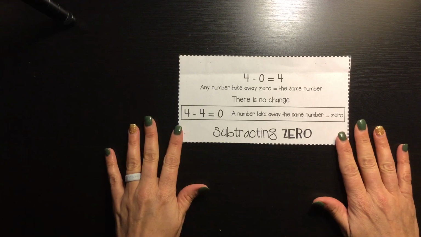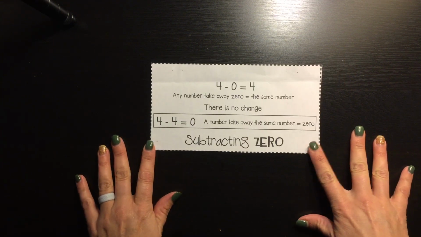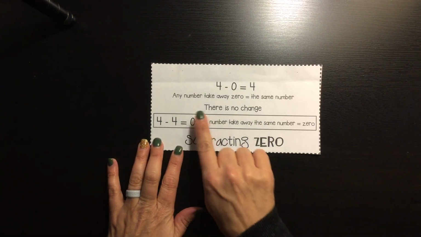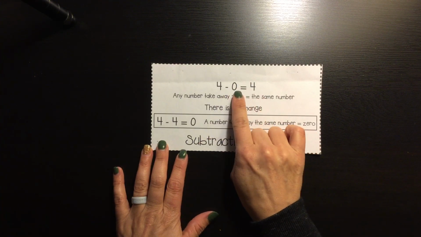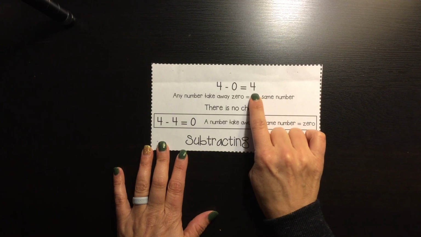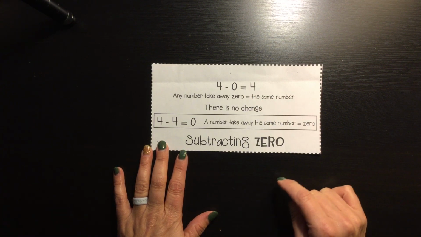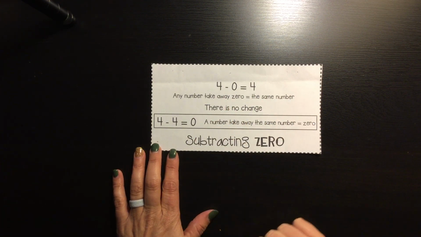The first strategy that we're going to talk about is subtracting 0 or subtracting the same number. Some examples of this strategy might be 4 minus 0. Any number where we take away 0 is going to result in the same number. There's no change to the starting number.